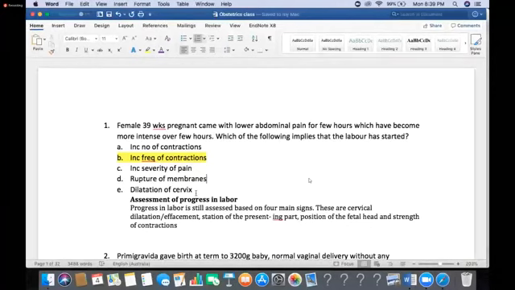And dilatation of cervix, as I said before, when the cervix is dilated for let us say 4 centimeters, 5 centimeters or 8 centimeters and is not progressing with the progress of time, then it is not called as progress of labor. So the correct answer here is increased frequency of contractions. Hope you understood. If you have any questions, you are welcome to ask.